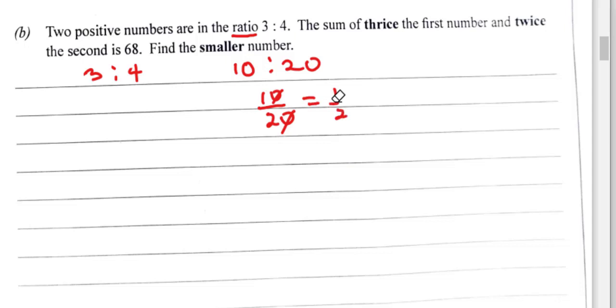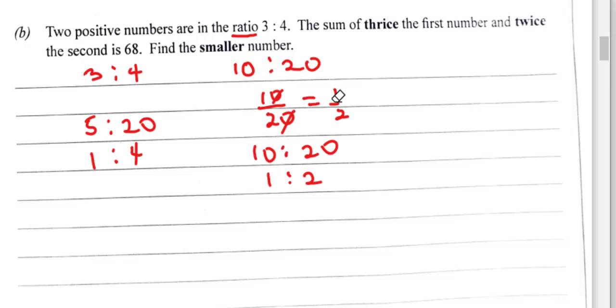So you have 1/2. That is to say that 10:20 is equivalent to 1:2. In the same vein, if I write the ratio of 5 to 20, 5 can go into 5 once, and 5 can go into 20 four times. So 5 is to 20 is the same as 1 is to 4.